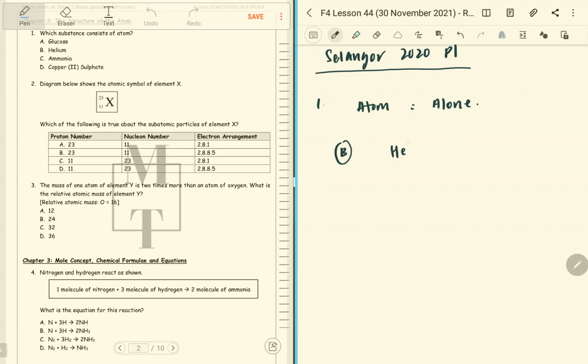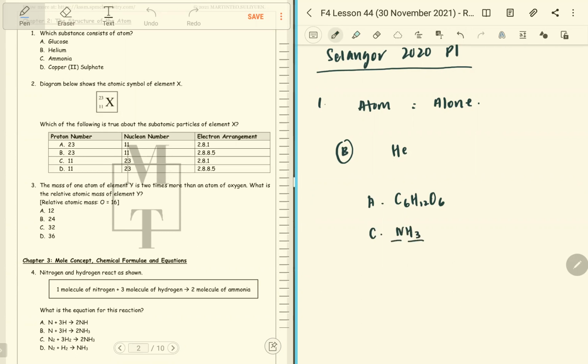A, glucose, C6H12O6, is not alone because you have 6 carbon, 12 hydrogen and 6 oxygen. For C, ammonia is NH3. It is also not alone because you have 1 N and 3 H. And D, copper(II) sulfate is not alone because you have 1 copper and your SO4.